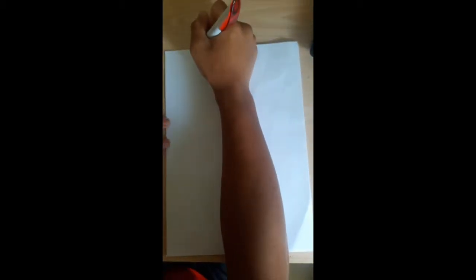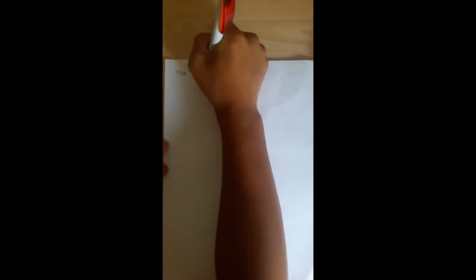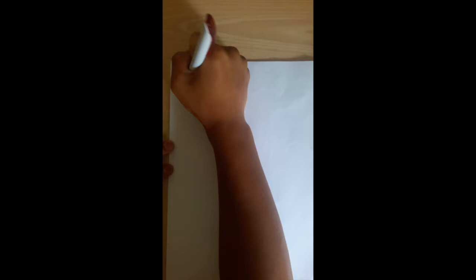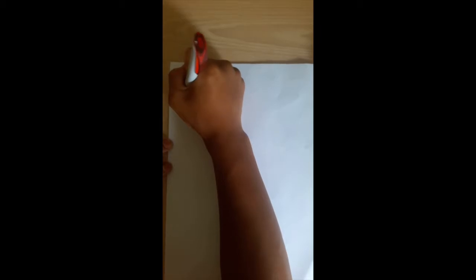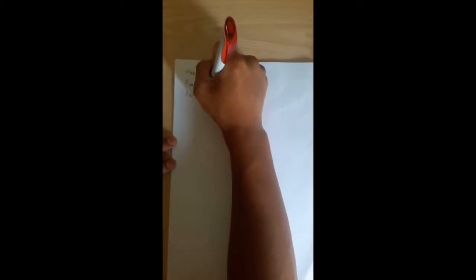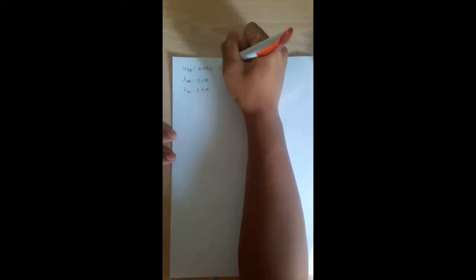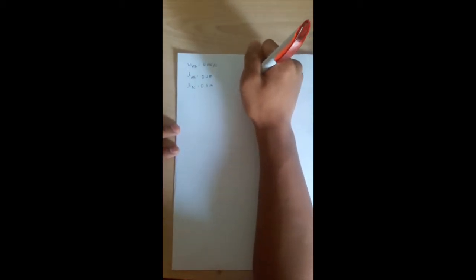Hi, today I will show you how to answer question number 2 regarding kinematics of a rigid body. First of all, list down all the information given, which is omega AB equals 6 rad per second, length AB which is 0.2 meter, and length BC which is 0.5 meter. The question asks us to find the instantaneous center of the bar BC and to find the velocity of the slider block C.